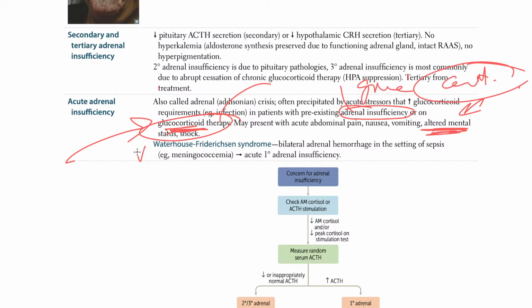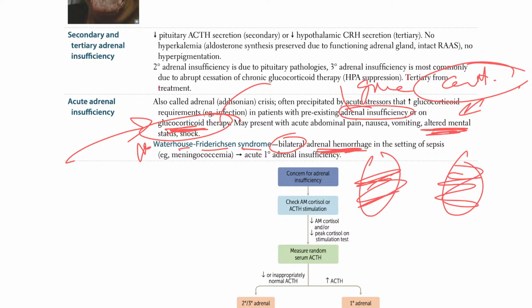Okay. Now there is something called Waterhouse-Friderichsen syndrome. This is bilateral adrenal hemorrhage. Both adrenals go into hemorrhage in the setting of sepsis, for example meningococci, leading to acute primary adrenal insufficiency. So the question arises: how is this going on?